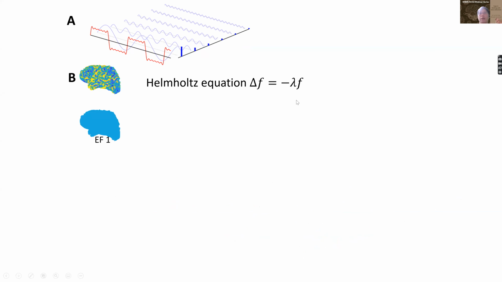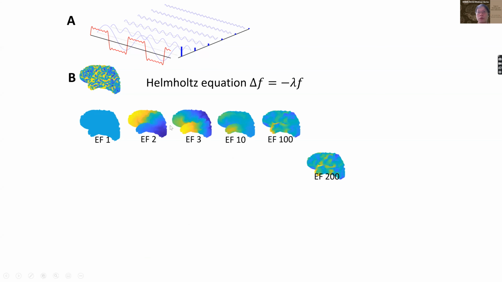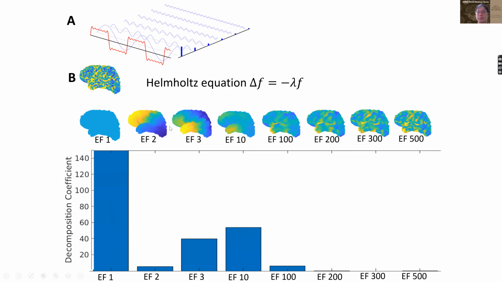And here I use the cortical thickness as an example. This is the original thickness map, and we can decompose it into the spatial scales at different levels, from very coarse scales to the finer scales. And then we can also calculate the contribution of each scale to the original thickness map. And each scale has its own corresponding frequency. Here we call it the eigenvalue.